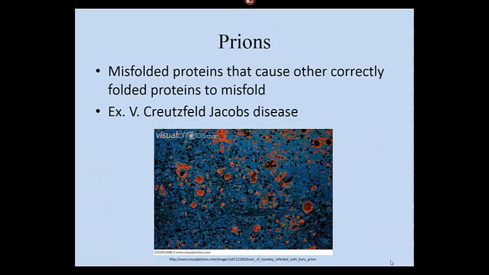And then lastly here with the prions, this is kind of the newest one to the bunch. Prions were linked to the role that they play in mad cow disease or Creutzfeldt-Jakob disease. There's others. Kuru is another example of this. And prions are misfolded proteins that once they are in the brain of animals, they can cause other correctly folded proteins to misfold and lose their function.